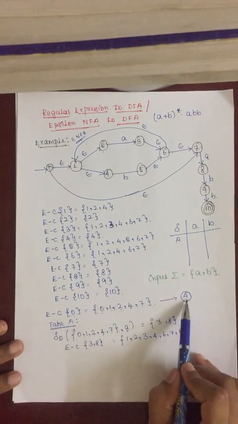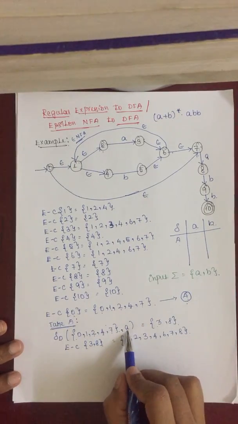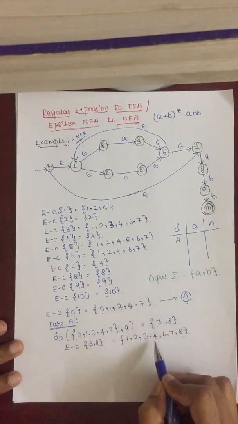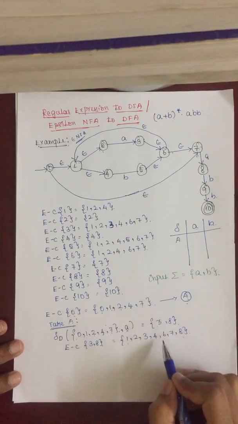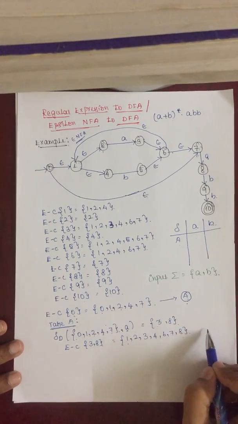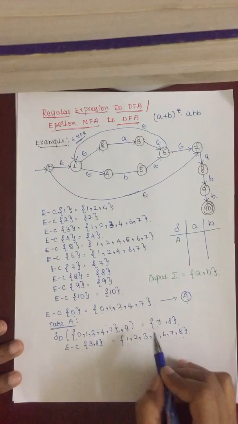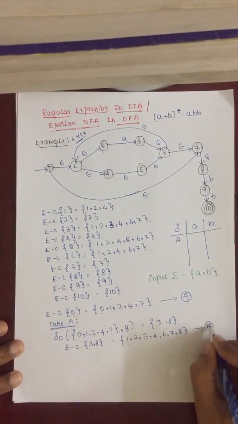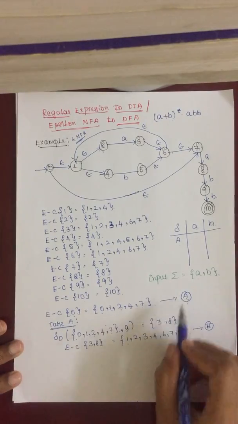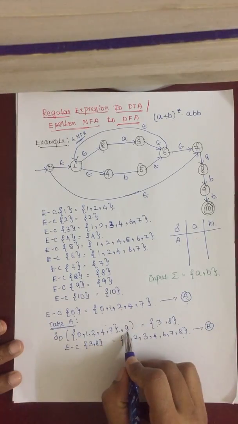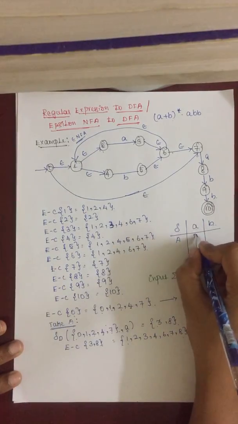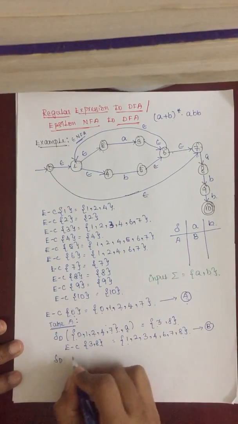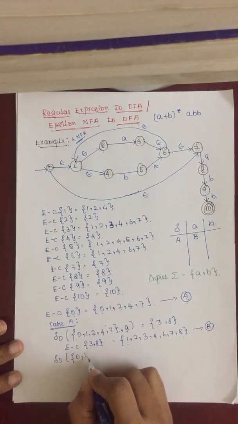Now from the state A, with the input symbol A, it is going to this state. You just compare these two sets, whether these two sets are equal or not. If it is equal, again you are just going to name it as A. Since these two are different, you are just going to name this as B. It means from the state A, with the input symbol A, it is going to the state B, right? Then again from the state A, with input symbol B, we are just going to check.